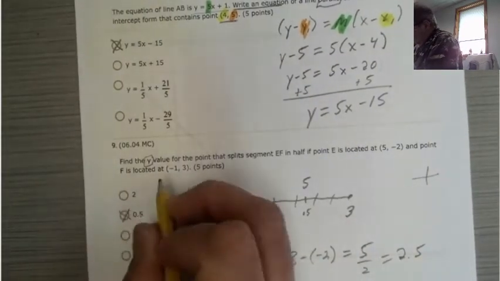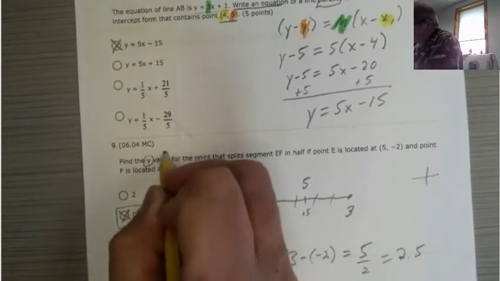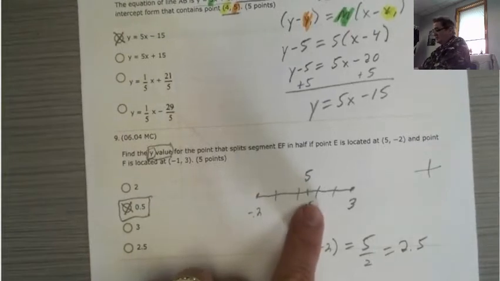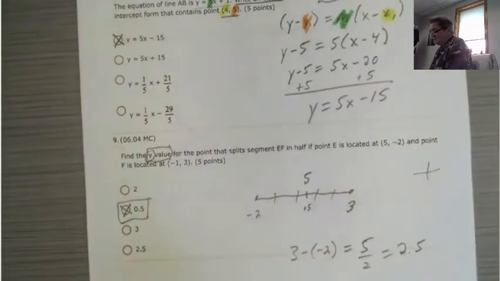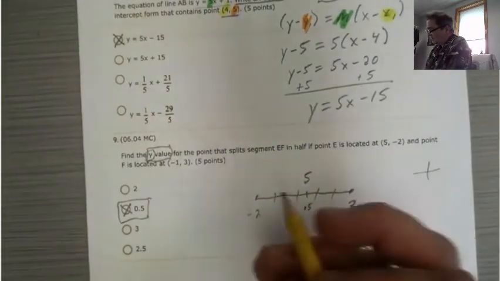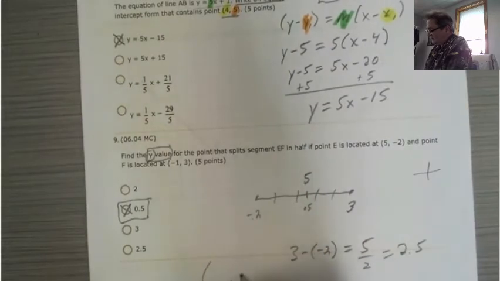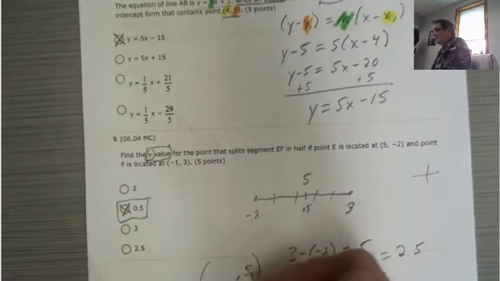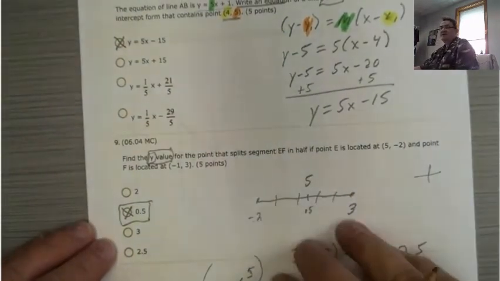So the y value is 0.5 of the point that would be in the middle between these 2 points. We can find the x too if we want to know the whole xy coordinate. But right now, all it asks for is the y. We know the y is 0.5. All right, next problem.